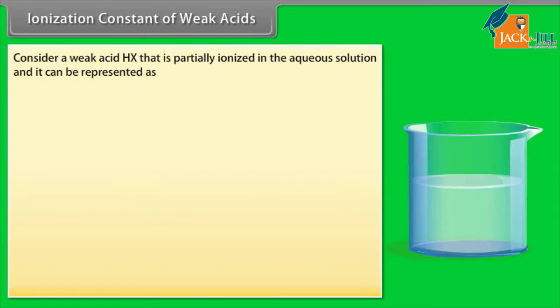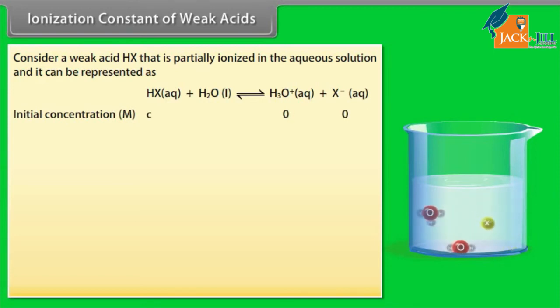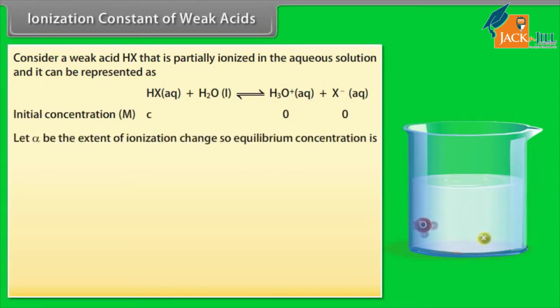Ionization constants of weak acids. Consider a weak acid HX that is partially ionized in the aqueous solution. Let the initial concentration of HX be C. Let alpha be the extent of ionization. So the equilibrium concentration of HX is C minus C alpha. The H3O+ equilibrium concentration is C alpha, and the X- equilibrium concentration is C alpha.